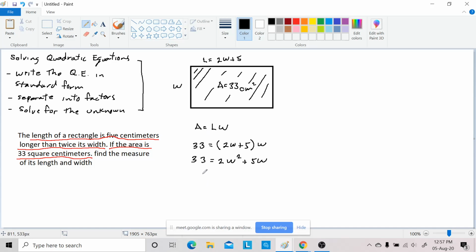2W squared plus 5W minus 33 is equal to 0. Okay, so be careful, that one is minus. Minus 33 is equal to 0. Now that we have it in standard form, the next step is to separate this into factors. Now how do we factorize this one?